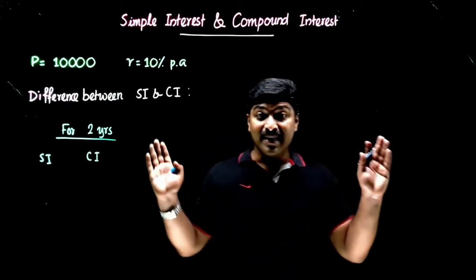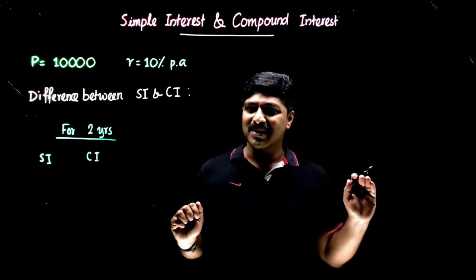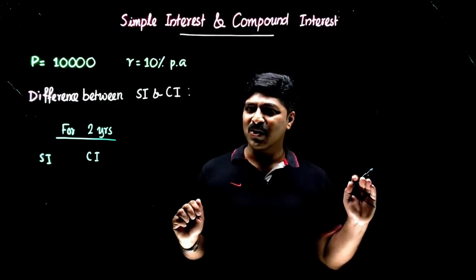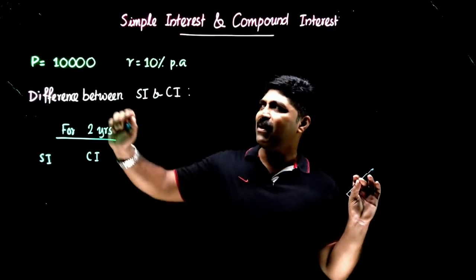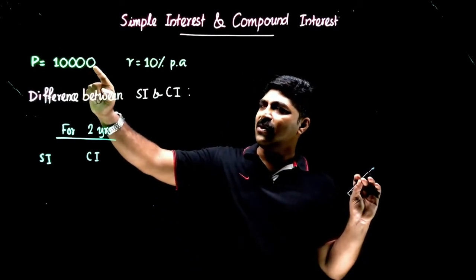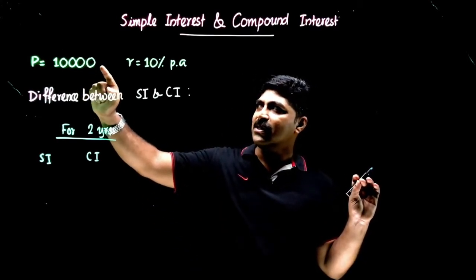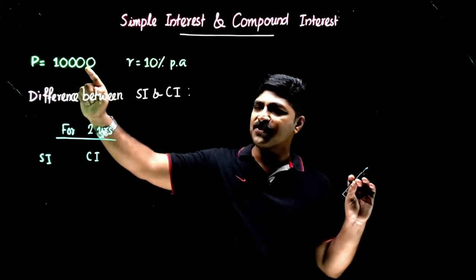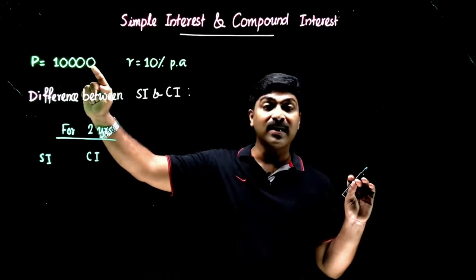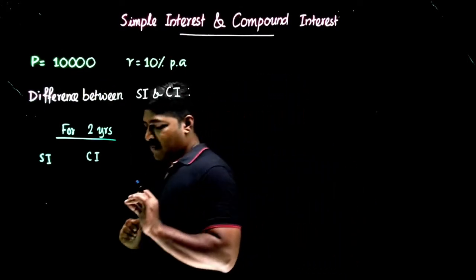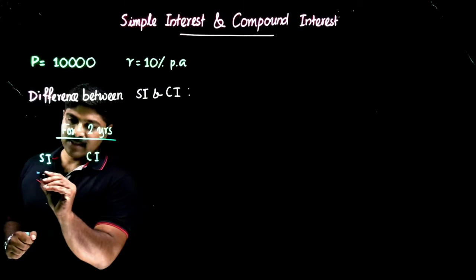What is 10% of 10,000? You can easily find 10% of any quantity. That's very simple. 10% of 10,000. You just take the decimal place one place towards the left side. So this 10,000, its 10% is nothing but 1,000. Therefore, the simple interest for the first year is 1,000.